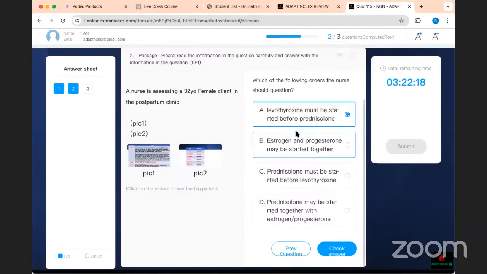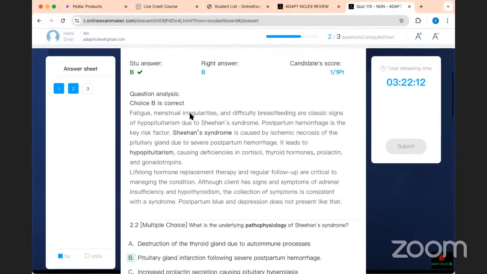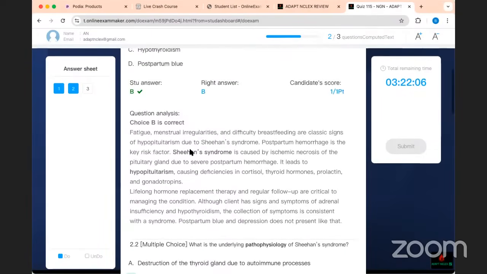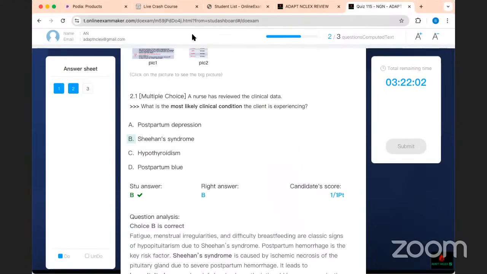And this is the end of the class. This is Sheehan Syndrome. If you never heard about it before, you should read about it. But that's a good NCLEX question case study you may find, especially in the OB.